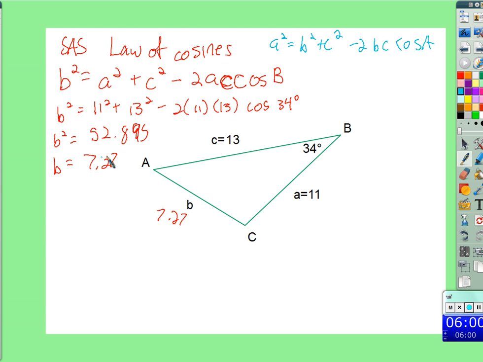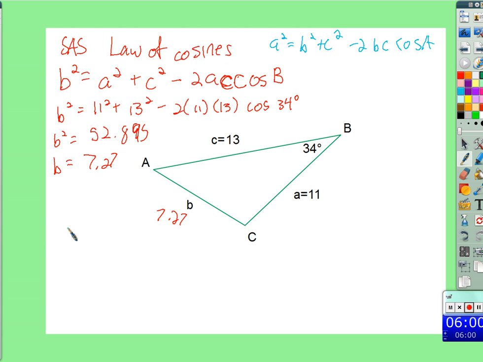Okay, so B is 7.27. That's the length of this side. So how would you proceed from there? Now you can use the law of sines because you have a pair of an angle and a side. So if they give you three things, you only need to use the law of cosines a max of once. And then your life is back to being as good as it was when you were using the law of sines, however good that might have been for you.